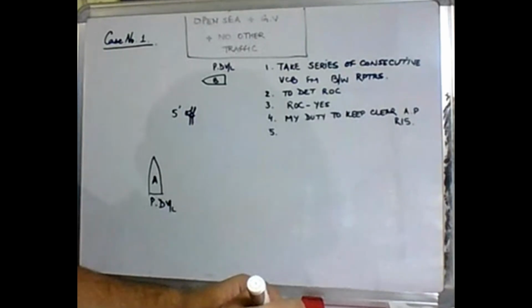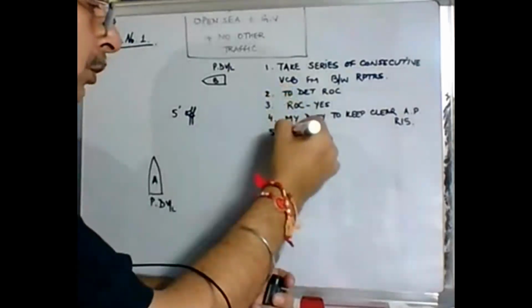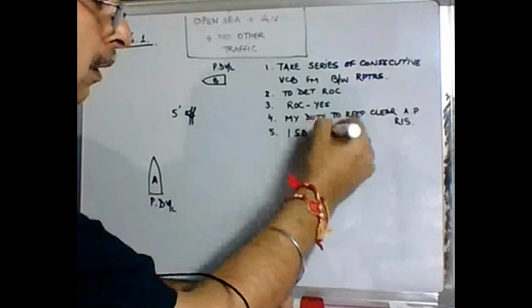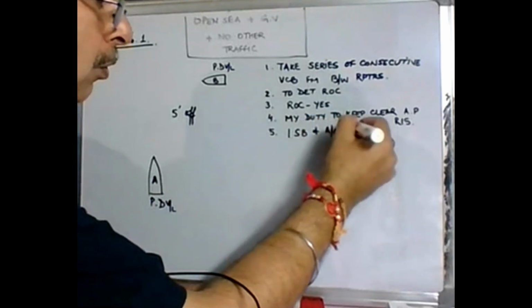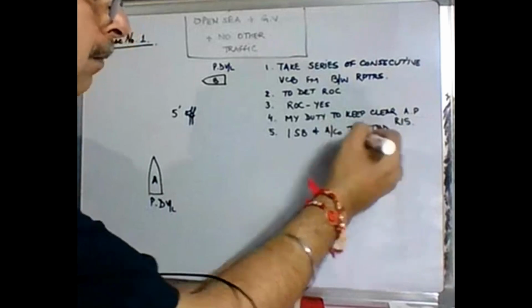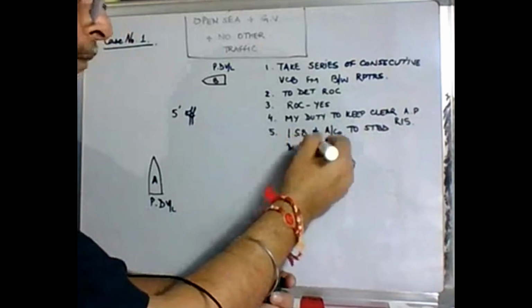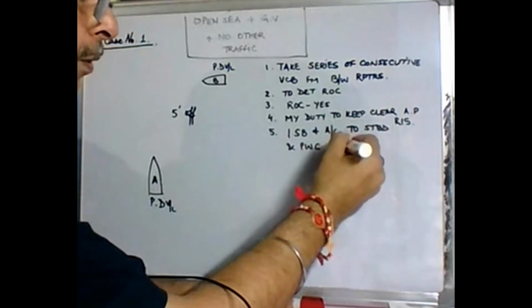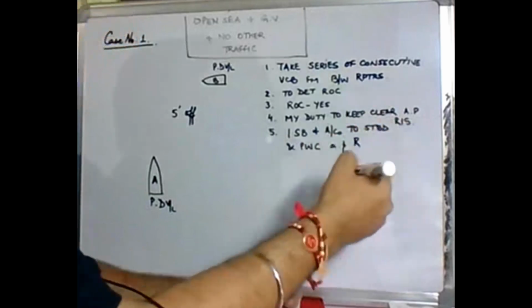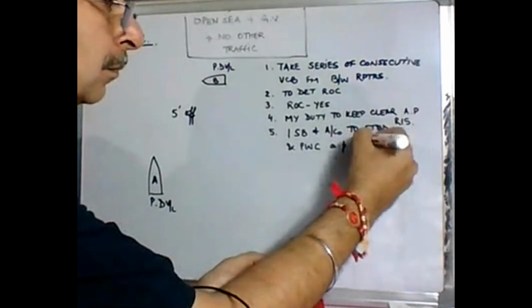Anything else you would like to do? One short blast, and alter course to starboard and pass well clear. And you're doing this as per which rules? Rule 15 and 16. Rule number 34.